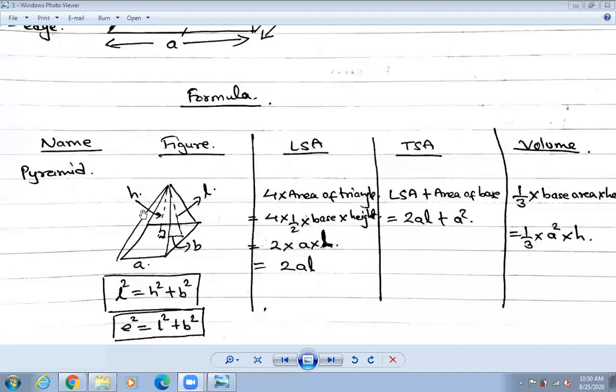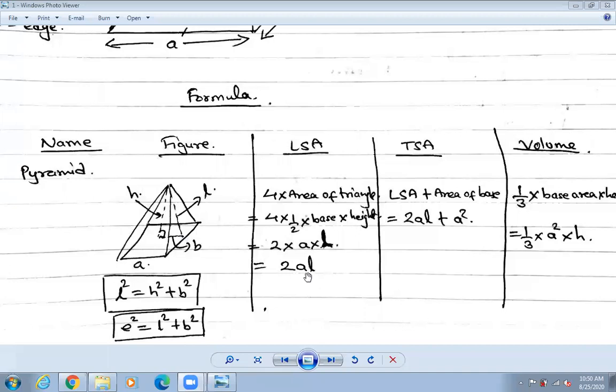Always remember LSA means all around. All around means 1, 2, 3, 4 triangles are there. So that's why 4 into area of triangle means 4 into half into base into height. So half and 4 will be cancelled, so it will be 2. So what is the base? The bottom side is A. In your triangle, what is there? There is A. So let us write A into the triangle. Right? So height of this triangle is L. So let us write L. So 2AL is the formula of LSA.